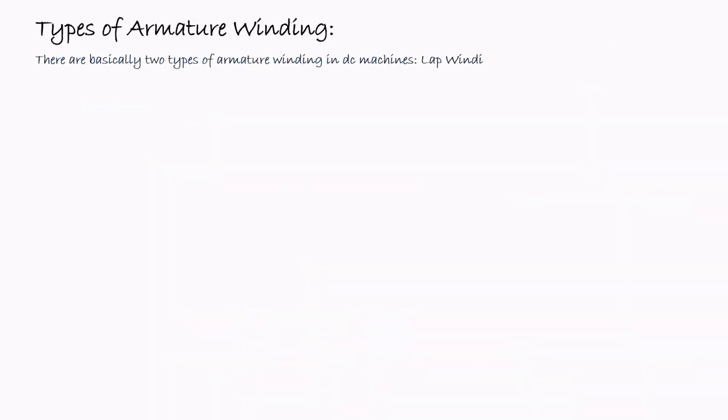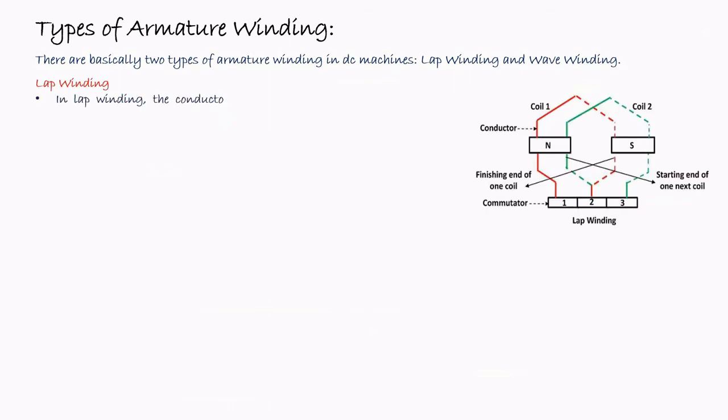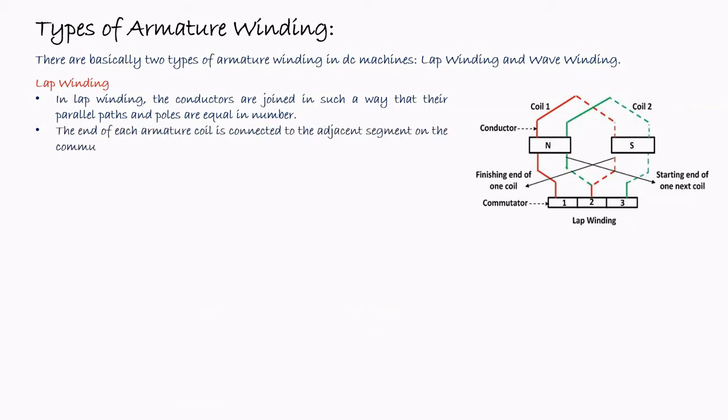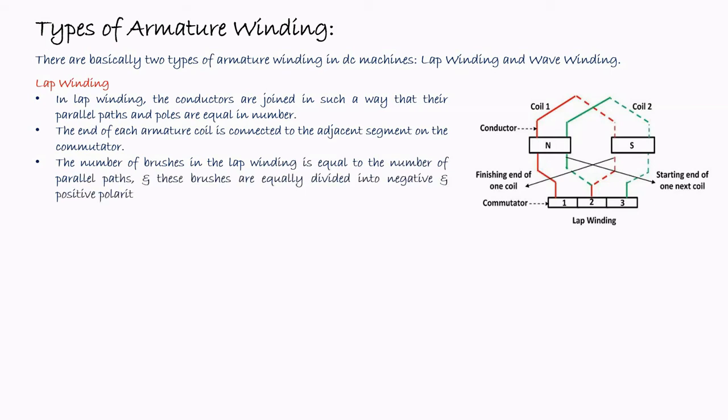As we discussed, there are basically two types of armature winding. One is called the lap winding, and the other is called the wave winding. First is the lap winding. The conductors here are joined in such a way that their parallel paths and poles are equal in number. The end of each armature coil is connected to the adjacent segment on the commutator, and the number of brushes in the lap winding is equal to the number of parallel paths, and these brushes are equally divided into negative and positive polarity.